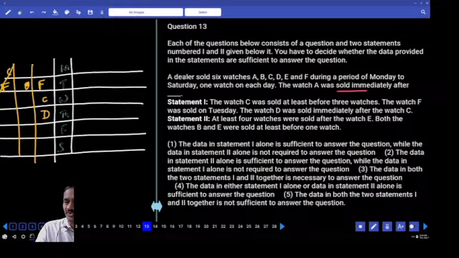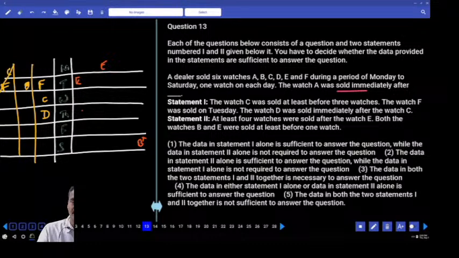At least 4 watches were sold after E. After E, minimum 4 watches, so E can be here or here. There are 2 different possibilities for this E. Both B and E were sold at least before 1 watch. Hence B cannot be at this place, meaning it cannot be on Saturday.